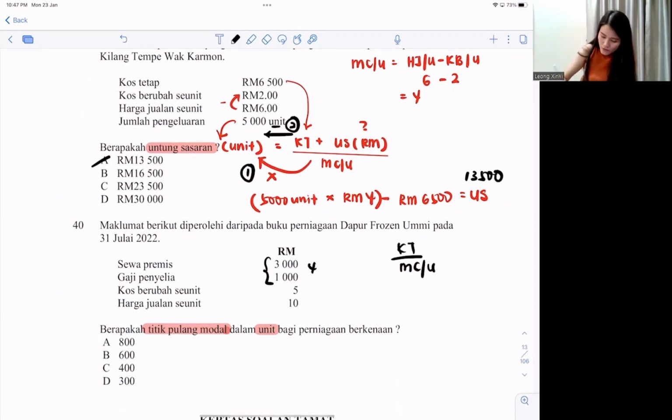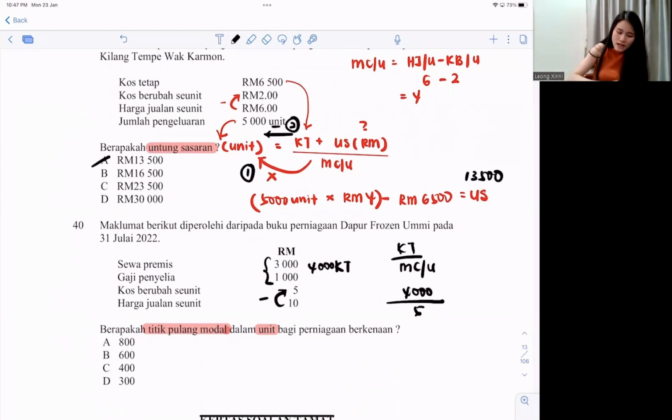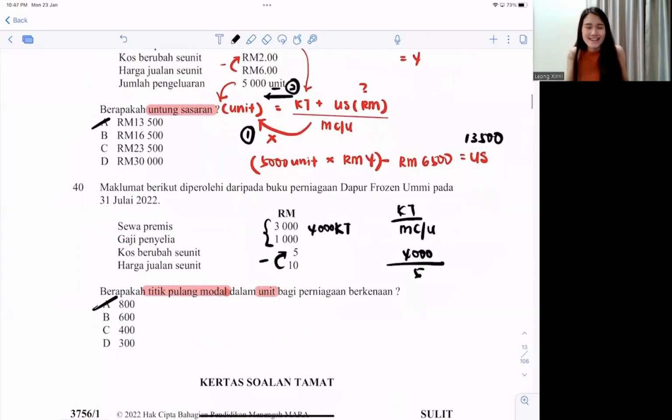So both added is 4,000 cost tetap. You put 4,000 divided by 10 minus 5. That's the margin caruman unit, 5. So 4,000 divided by 5. Answer is 800 units. Okay, so we have already finished MRSM paper in this 1 hour and 20 minutes time.